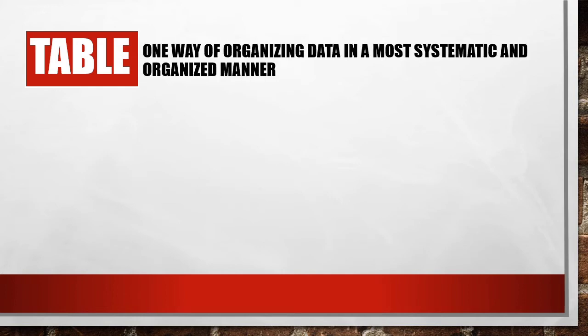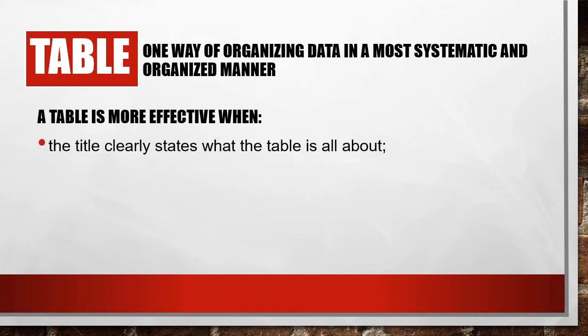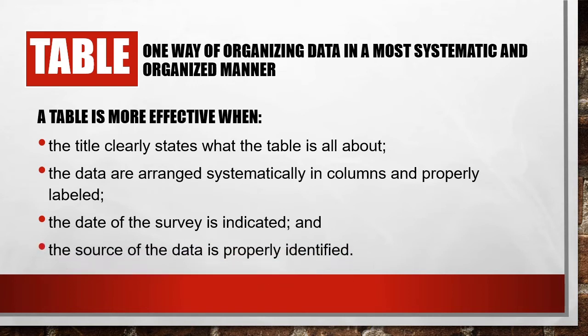Let's start with table. One way of organizing data in a most systematic and organized manner is table. A table is more effective when the title clearly states what the table is all about. The data are arranged systematically in columns and properly labeled. The date of the survey is indicated, and the source of the data is properly identified.